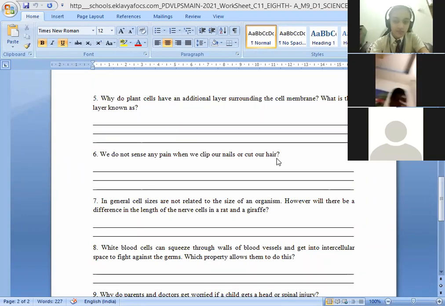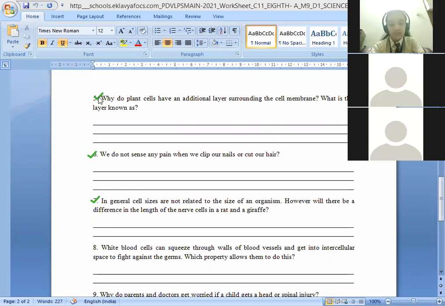Next, question number 7. In general, cell size is not related to the size of the organism. This you know already. However, will there be a difference in the length of the nerve cell in the rat and giraffe? Does it happen? Already we have read that there is no change. There is no relation between the size of the cell and the size of an organism.